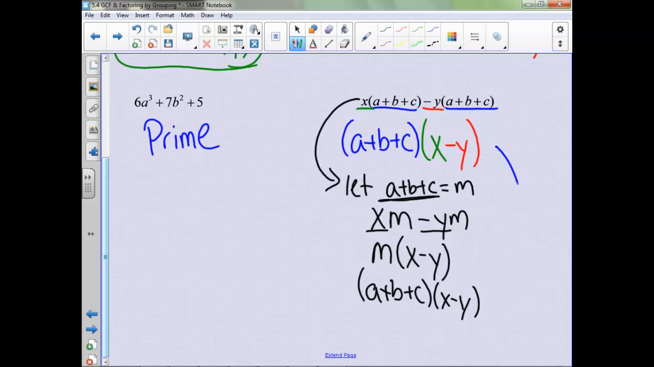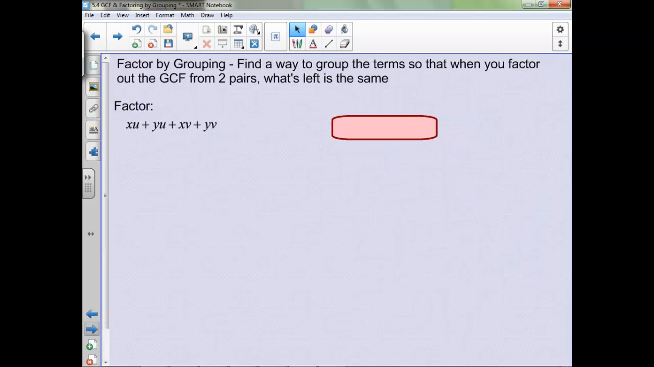And notice these are the same thing, which is what we want. So it doesn't matter which way you do this, it's whatever way you can see. Alright, so now we're going to do factoring by grouping, which is essentially what we were just doing at the end. So the key thing here is to find a way to group your terms so that when you factor the GCF from two pairs, what you have left in your parentheses is the same.